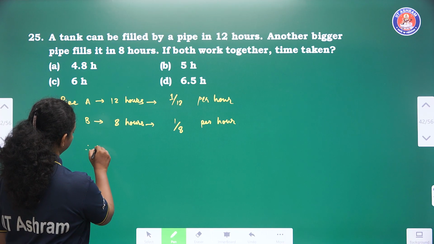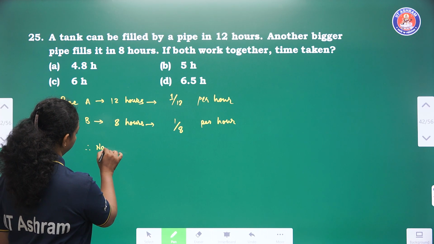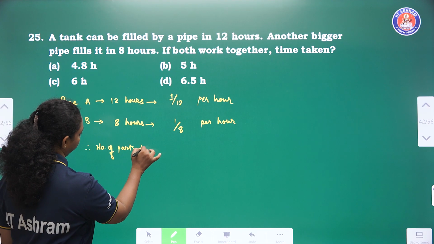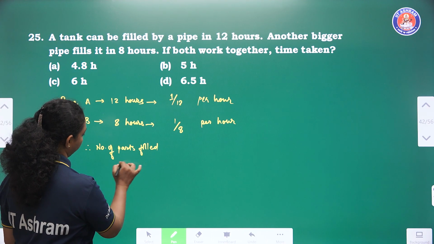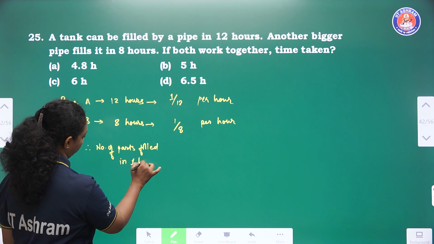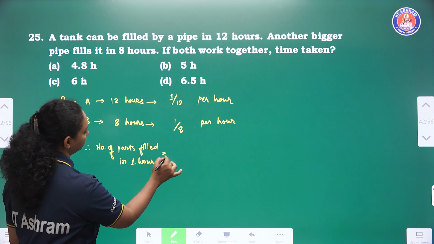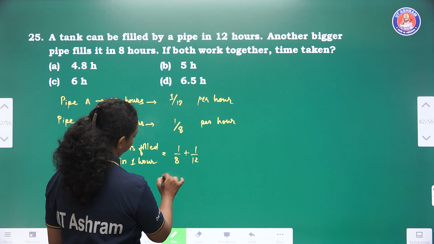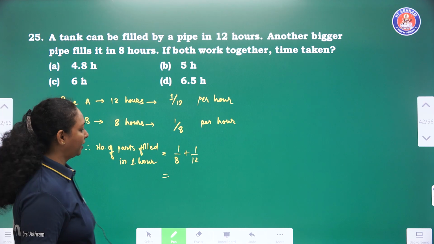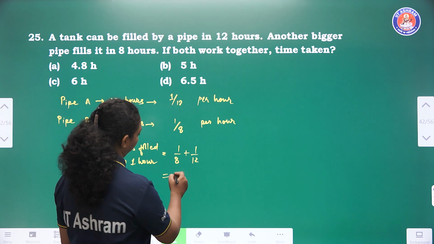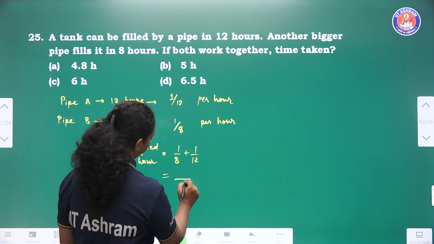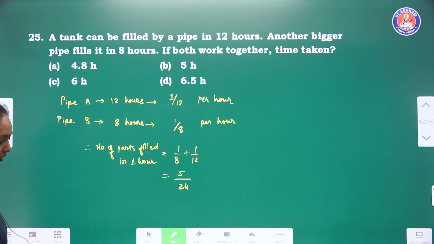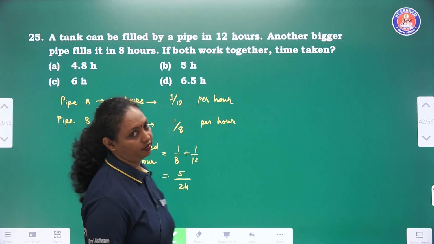Therefore, both the pipes are working, so we have to add both the works. So 1/8 plus 1/12. So the LCM is 24. So it is 5/24. But 5/24 parts filled in 1 hour.